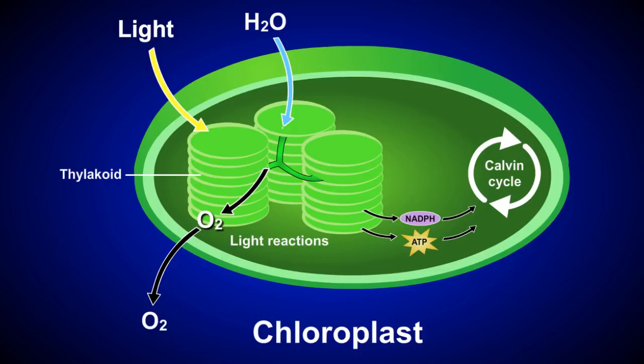The important thing to remember from this tutorial is that plants need both light and water to survive. Without these ingredients, the light reactions would shut down, stalling photosynthesis and causing the plant to die.